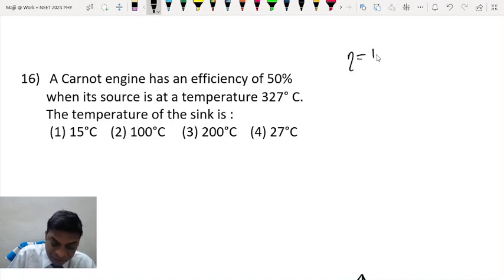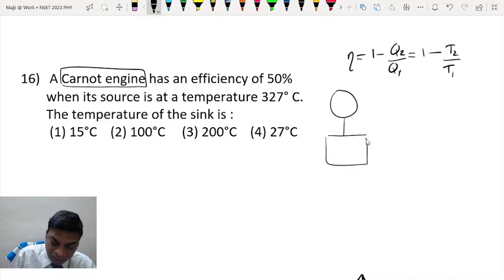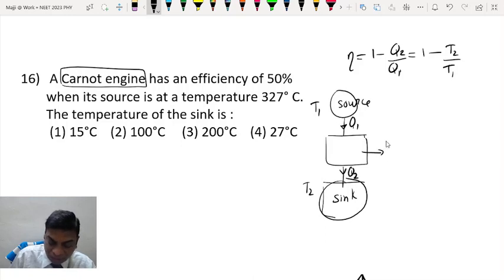So the formula for efficiency is 1 minus Q2 by Q1. But in case of Carnot's engine, which is also an ideal heat engine, the ratio Q2 by Q1 can be replaced by T2 by T1. So what is basically T1, T2? T1 and T2 are nothing but the temperature of source and temperature of sink respectively. Q1 is the heat absorbed from the source, Q2 is the heat rejected to the sink.